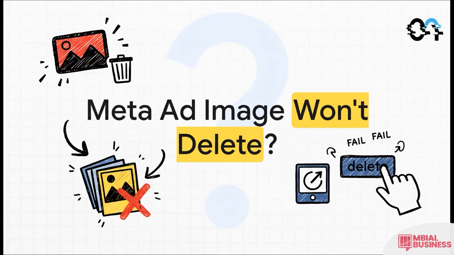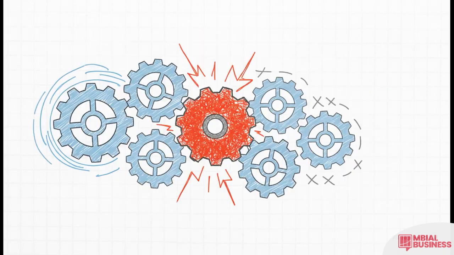You know exactly what I'm talking about, right? You're in the zone, cleaning up your media library. You find an old image. You hit that delete button and crickets. Nothing happens. Or even worse, you get some vague error message. Why won't it just go away? And just like that, your whole day grinds to a halt.